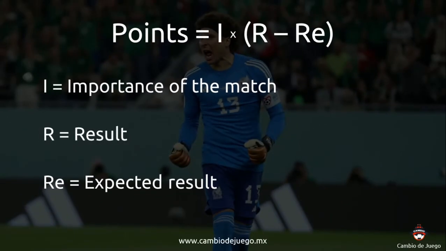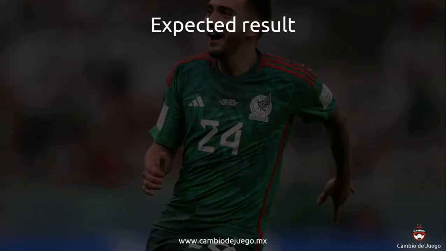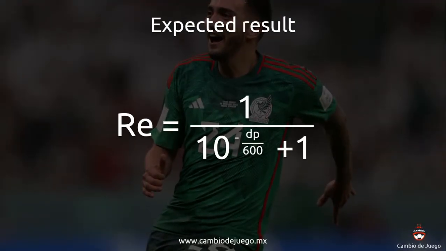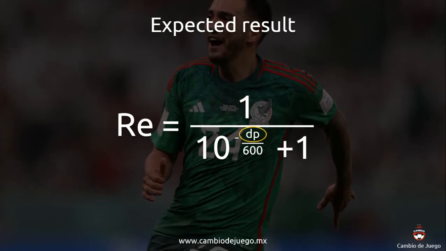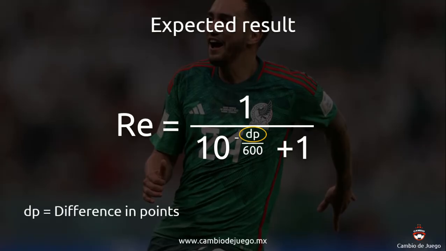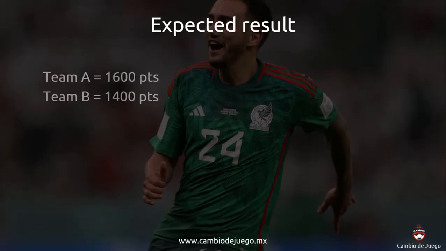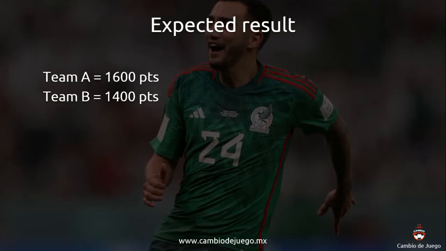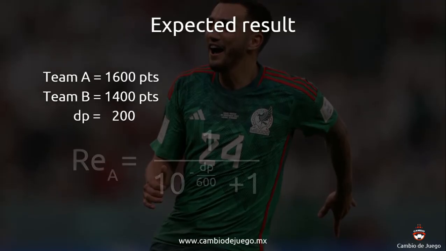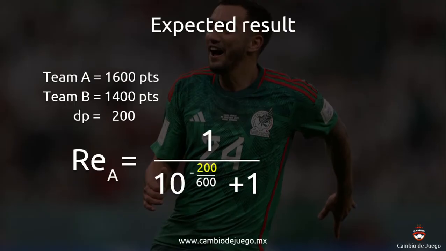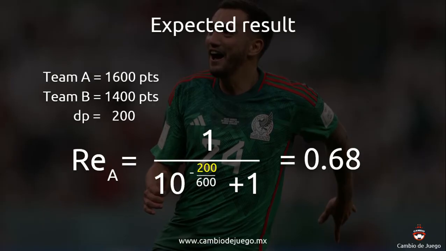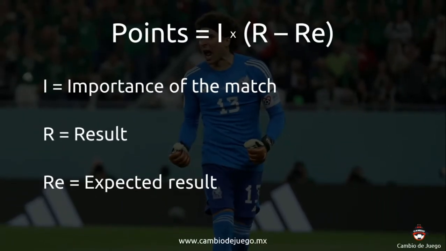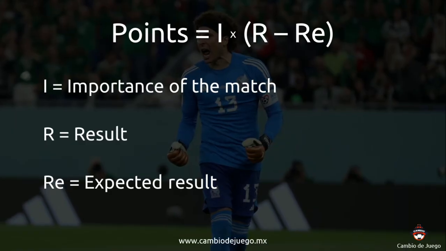Finally, we have something called the expected result, which we get with this formula. I know, it looks complicated, but all we need to know is this DP, which is the difference in points between the teams playing. For example, if a team with 1600 points faces a team with 1400, the difference is 200. We plug that number into the formula and we will get a value between 0 and 1. In this case, it's 0.68. Now we have everything we need and we can calculate how many points we gain or lose in each match. Let's now see a couple of real examples to illustrate all of this.